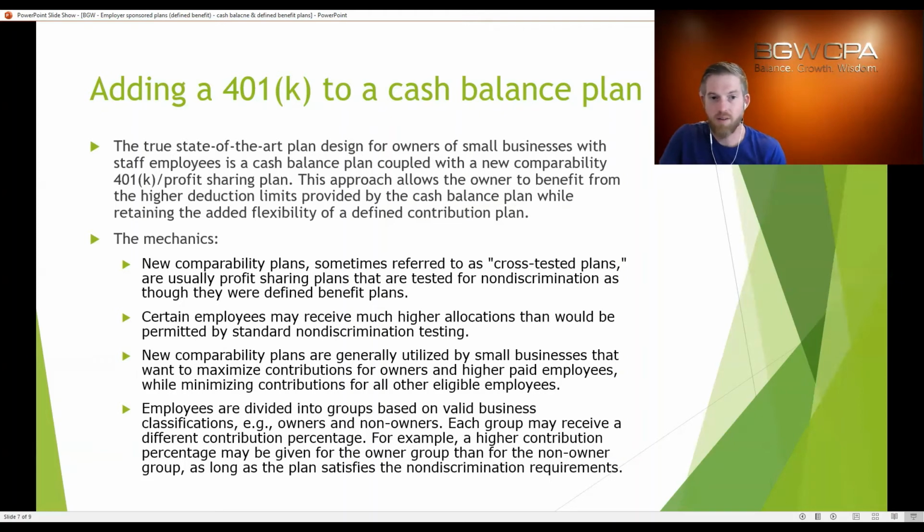So what does all that mean? Employees are basically divided into two groups, owners and non-owners. Each group receives a different contribution percentage. For example, higher contribution percentages may be given to the owner group than the non-owner group, as long as the plan satisfies the non-discrimination requirements.